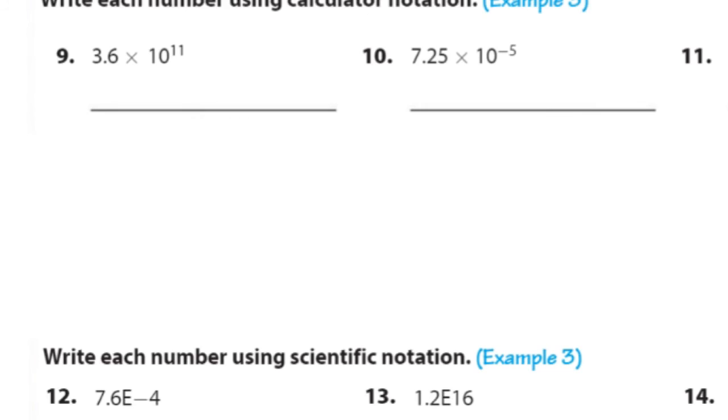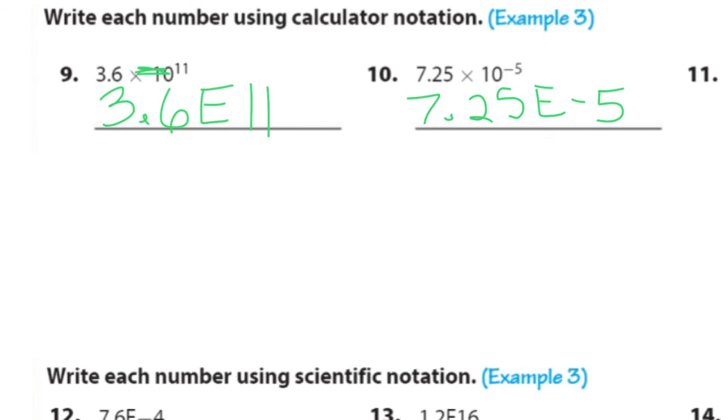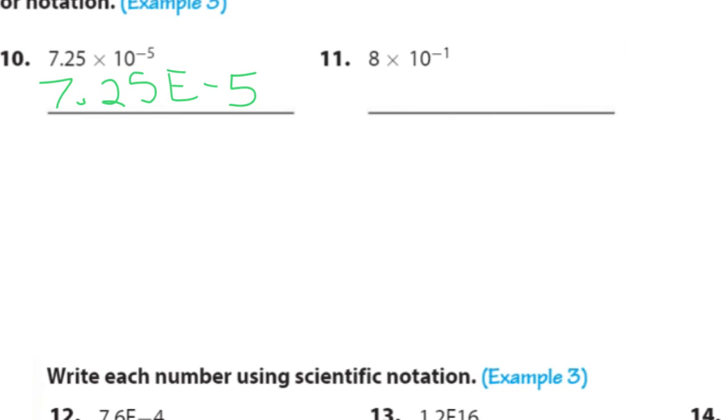Okay, 9, 10, 11. Write each number using calculator notation. So these ought to be fairly quick. So this is going to be 3 and 6/10 E 11. Remember, you take out the times and the 10 and just put the E in. This would be 7 and 2500ths E to the negative 5. Number 11, this will be 8 E negative 1.